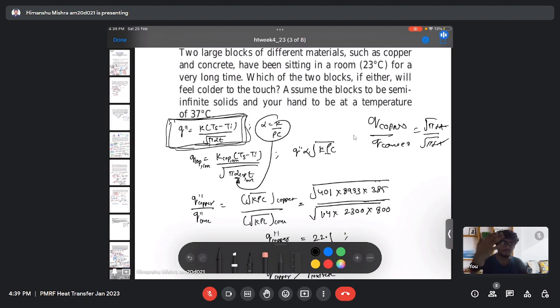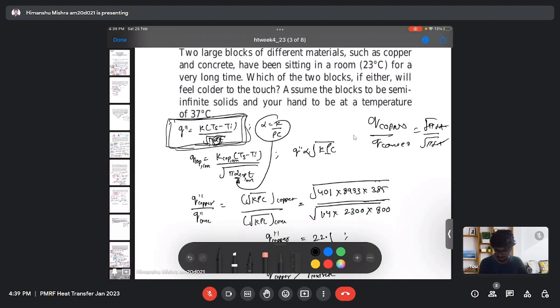And since alpha is just a property of the blocks, it will be different. And you can cancel pi and t. So you will be left with only the properties of the block. Sir, actually, this Q is proportional to root of k rho c. Yeah, when you put alpha here, you can write k by rho c, and k is above also, so it will become root k rho c. Yes, clear, sir.